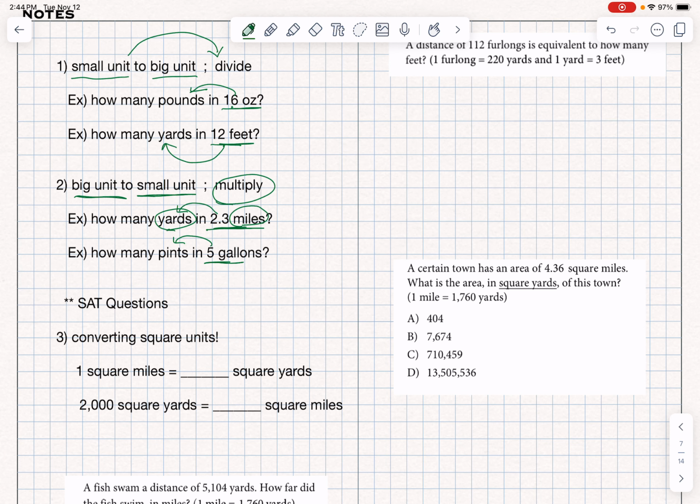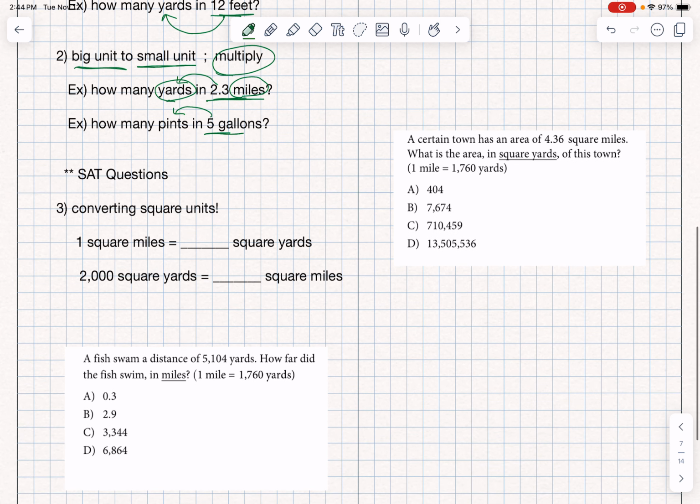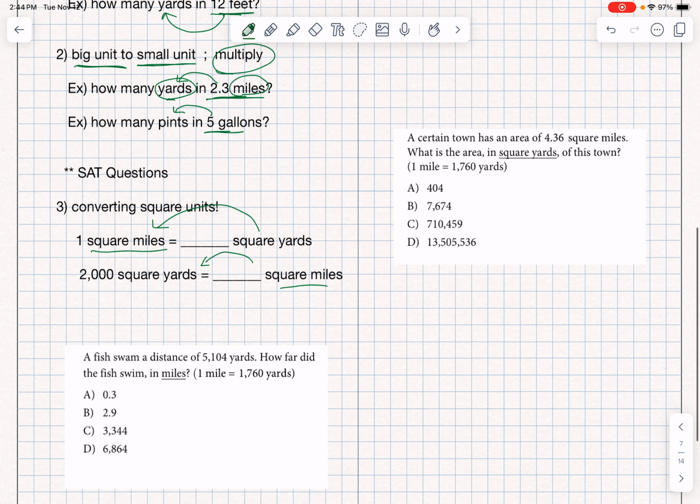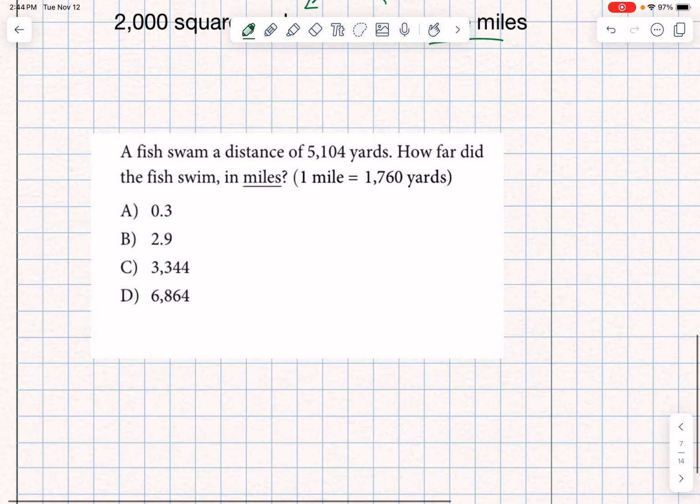But there are other questions in SAT. They're asking about converting square units. So they sometimes ask how many square yards are in a given number of square miles, or how many square miles are in a given number of square yards. So we're going to talk about that today. So first, look at this problem here.